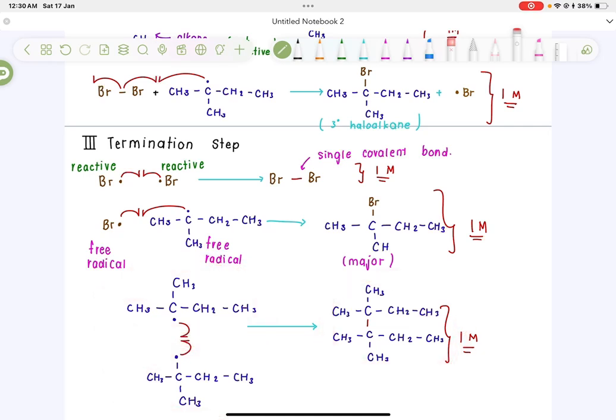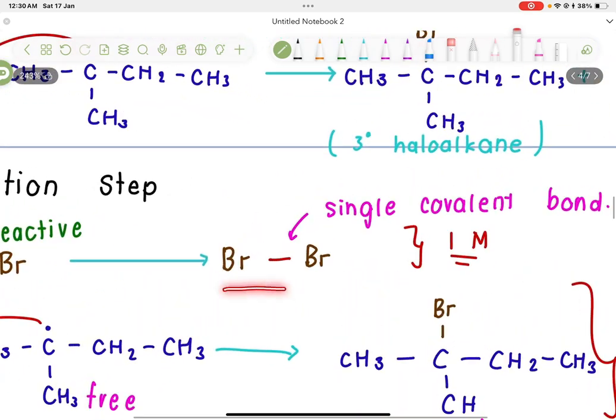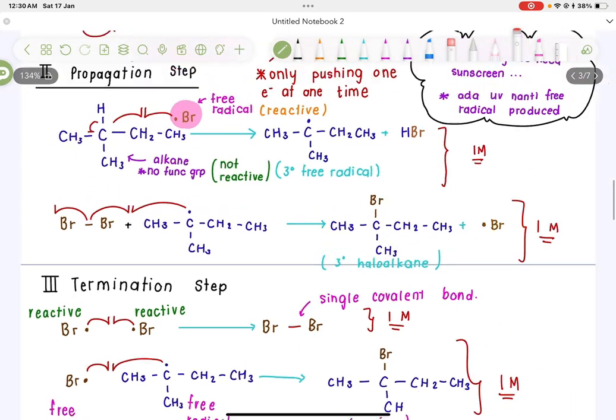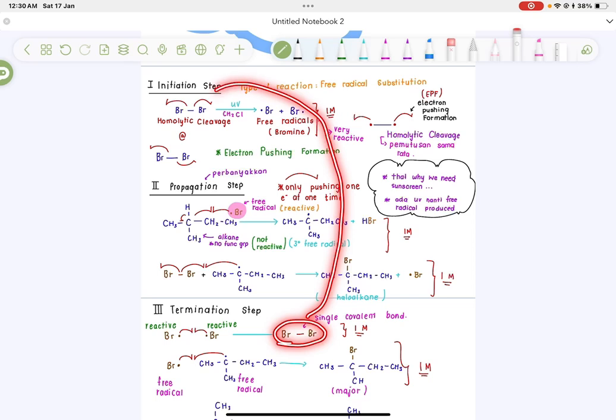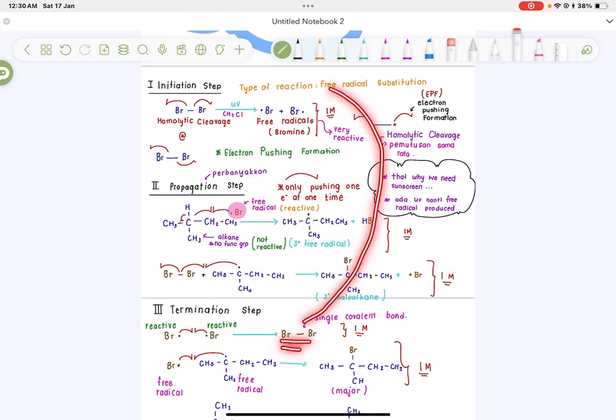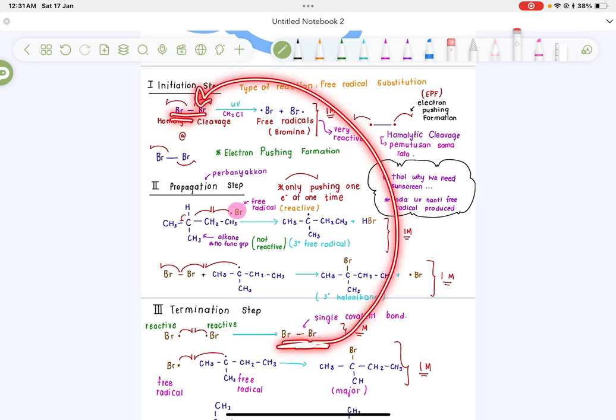If you take a look at this one, it's really similar to what we have in the beginning, which is Br2. So you might be thinking, can we use this to restart or reinitiate the whole process? We cannot, because the product over here has a lower radical concentration than this one. So we cannot use this to restart the whole process. That's why the termination step is called the endpoint, because we cannot use the product to restart the whole step.